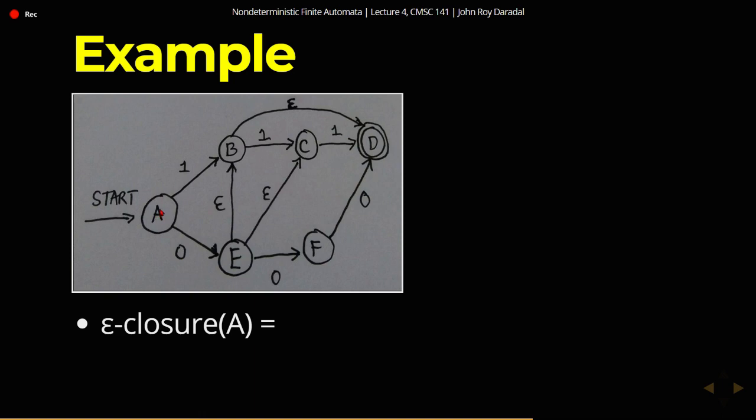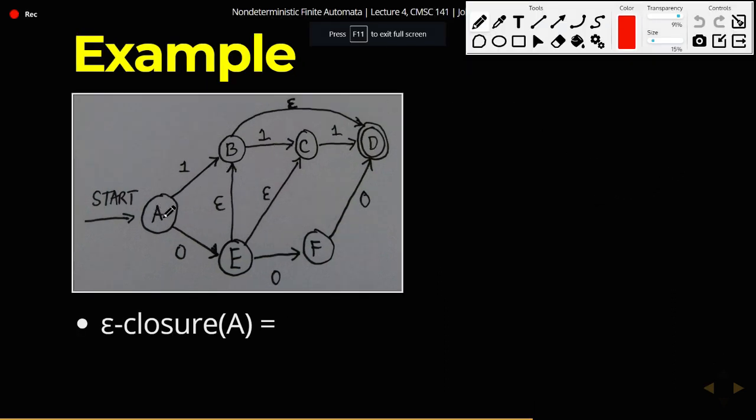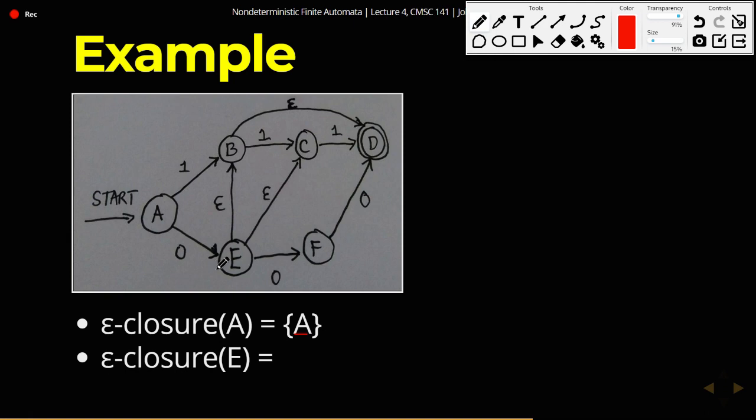So what is the epsilon closure of A? From A, there are no epsilon transitions, but you can stay in A. So the epsilon closure of A is just A. And the reason for this is, at the very least, the epsilon closure of a state contains itself. So without epsilon transitions, it will just stay in its own state. So the epsilon closure of A is A.